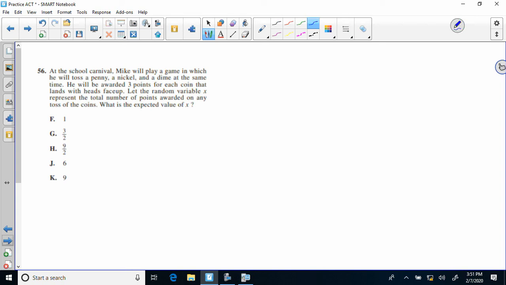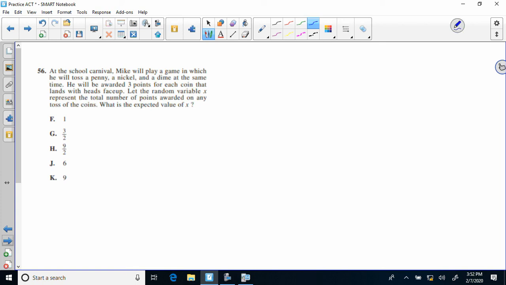So the first thing you'd have to do is actually set up your sample space. You're going to flip 3 coins. You're either going to get heads, tails on either coin. You're always going to get heads or a tails. So we don't care if it's a penny or a nickel or a dime. It doesn't really matter. You're just going to care if it's heads or tails.